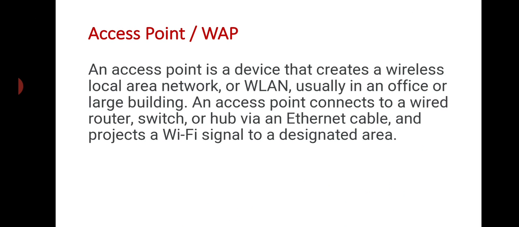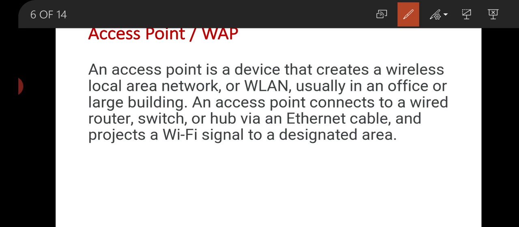Now next one is access point. Access point is also known as wireless access point. An access point is a device that creates a wireless local area network or WLAN. That means access point enables your device to establish WLAN. Usually in an office or large building, an access point connects to a wired router, switch or hub via an Ethernet cable and projects a Wi-Fi signal to a designated area.